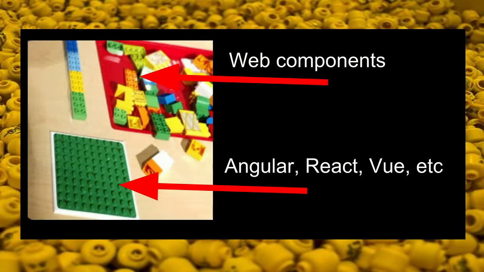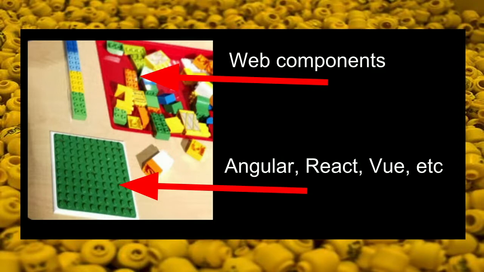I'm starting to try and view them like this. If you're building with Legos, React, Angular, and Vue are kind of giving you this grid plate ahead of time. They're saying these are the ways in which you would put your components together, and you build components in this same play space. But you would have an Angular play space and a React play space and a Vue play space.